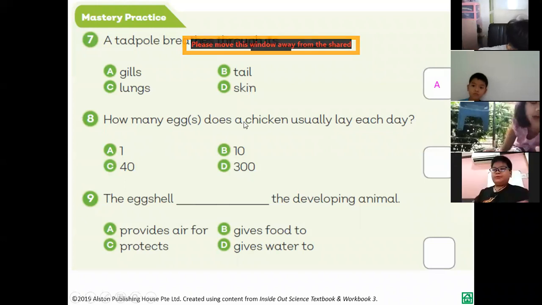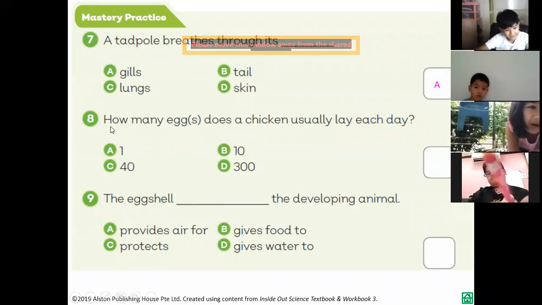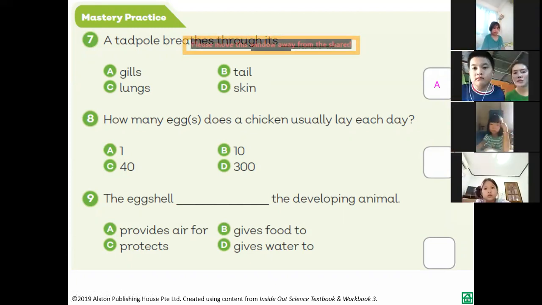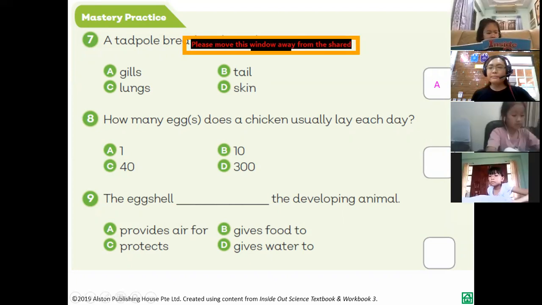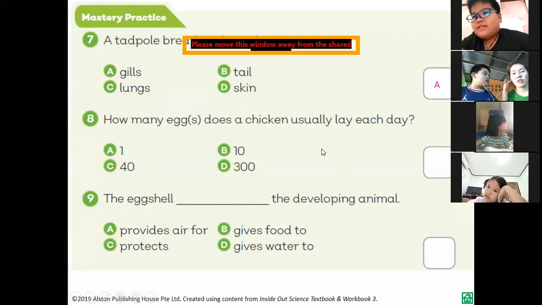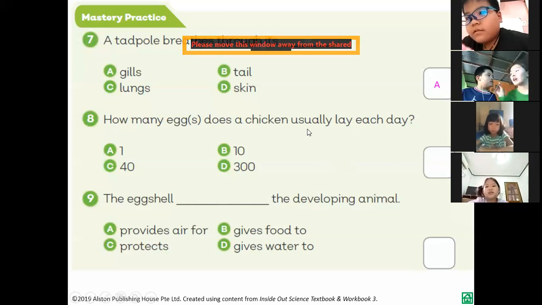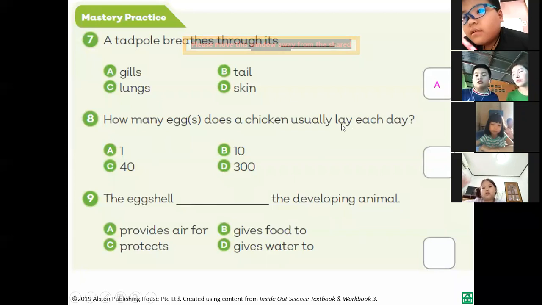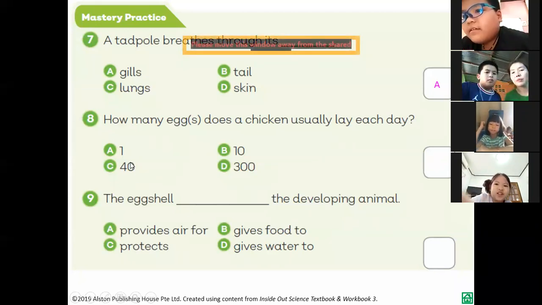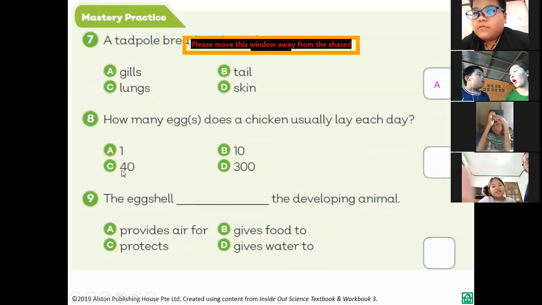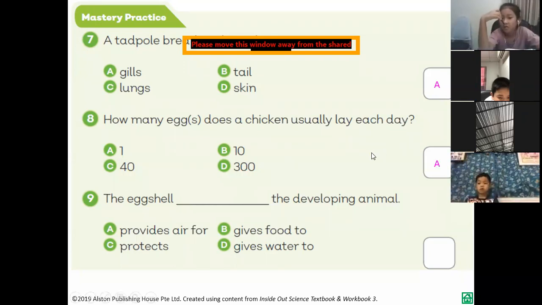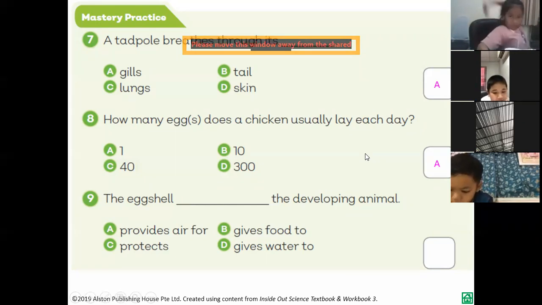All right. Let's proceed to number eight. Can you read number eight, please? How many eggs does a chicken usually lay each day? Okay, what letter? Letter A, 1, letter B, 10, letter C, 40, or letter D, 300? Tonam, what's the answer? A. So the answer is letter A. Very good. So the chicken lays egg only one every day.